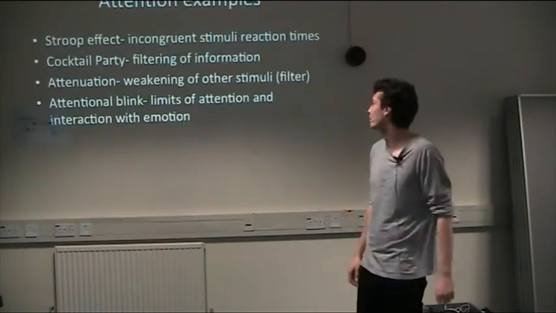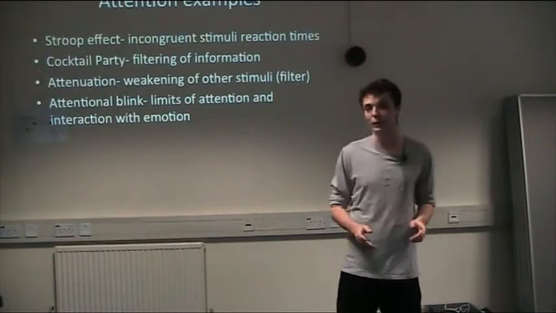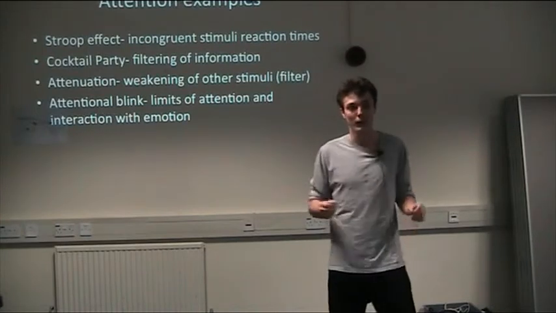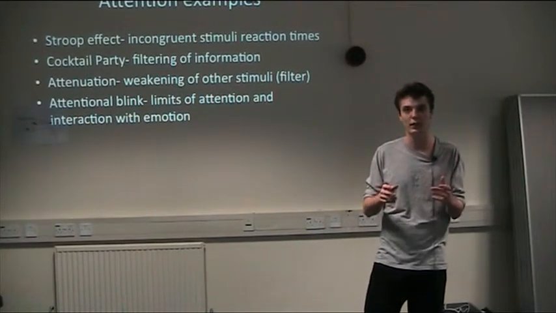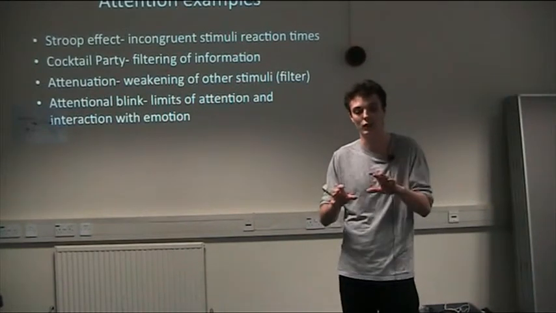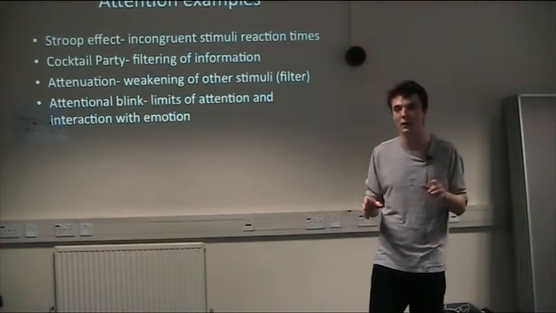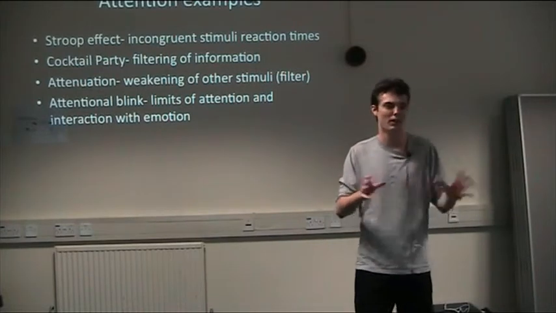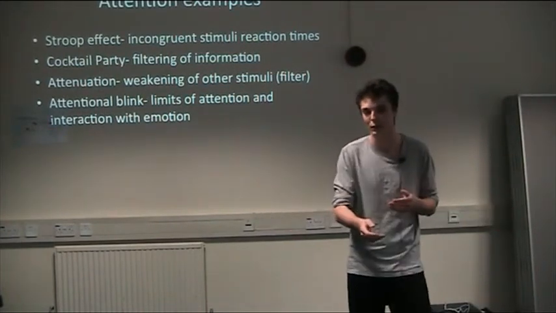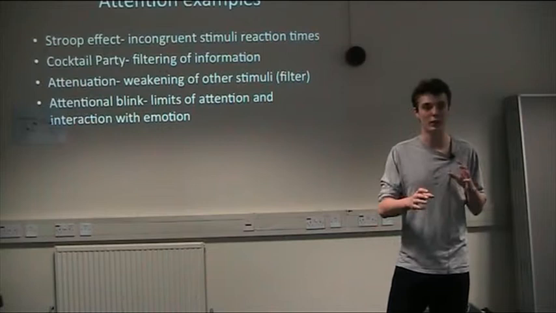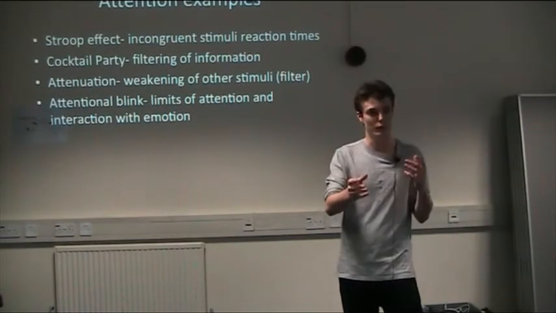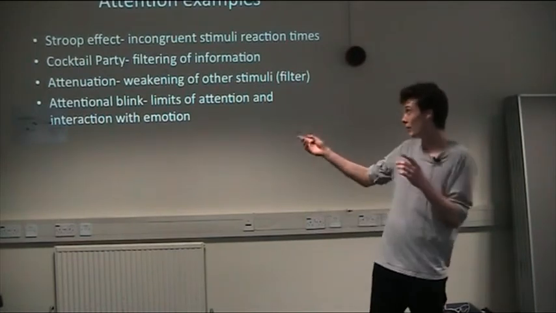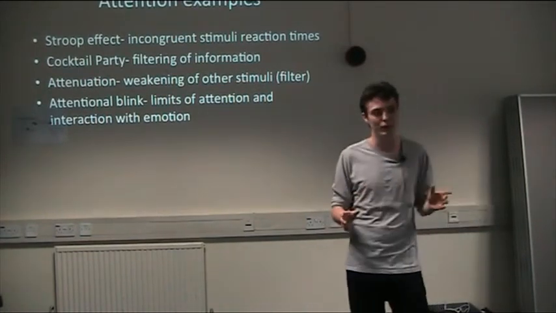Slide, please. So examples of attention, we've got the Stroop effect. When you're doing the Stroop task, basically the capacity of your attention is that you can show how your attention is limited. When you get incongruent stimuli, I think everyone here knows the Stroop task, so I won't go into it too far, but when you get incongruent stimuli, you take longer to produce the result in the test. So cocktail party, where you filter out information.